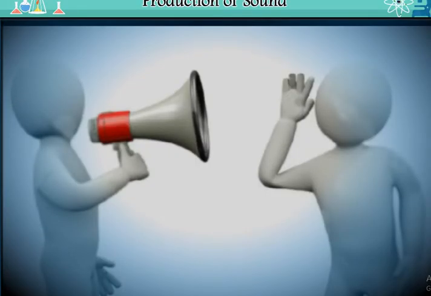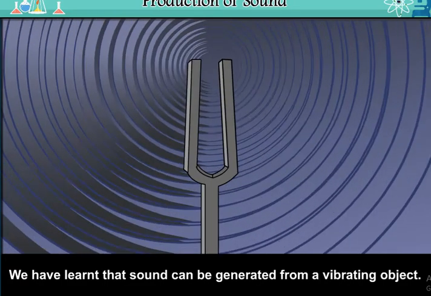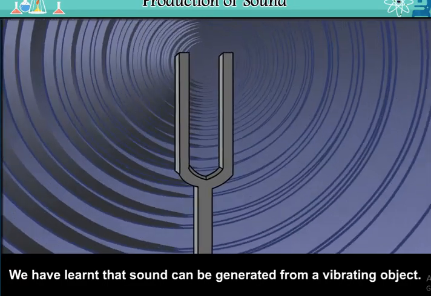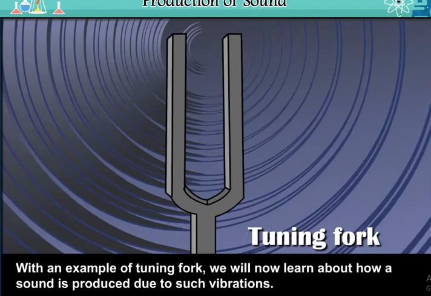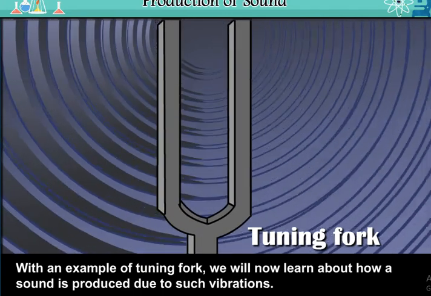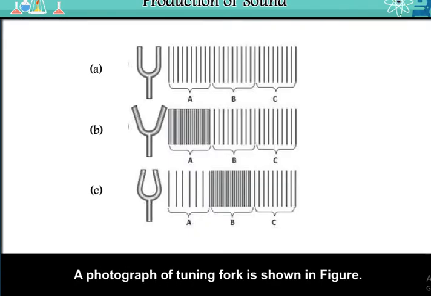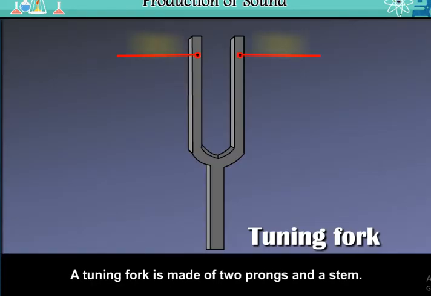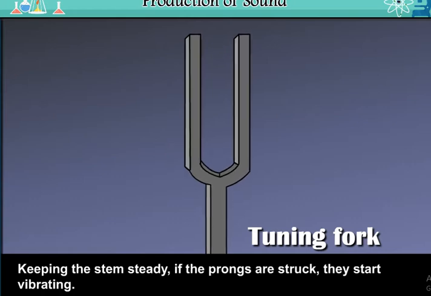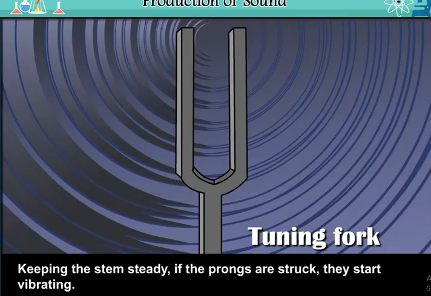Production of sound. We have learnt that sound can be generated from a vibrating object. With the example of a tuning fork, we will now learn how sound is produced due to such vibrations. A photograph of a tuning fork is shown in the figure. A tuning fork is made of two prongs and a stem. Keeping the stem steady, if the prongs are struck, they start vibrating.